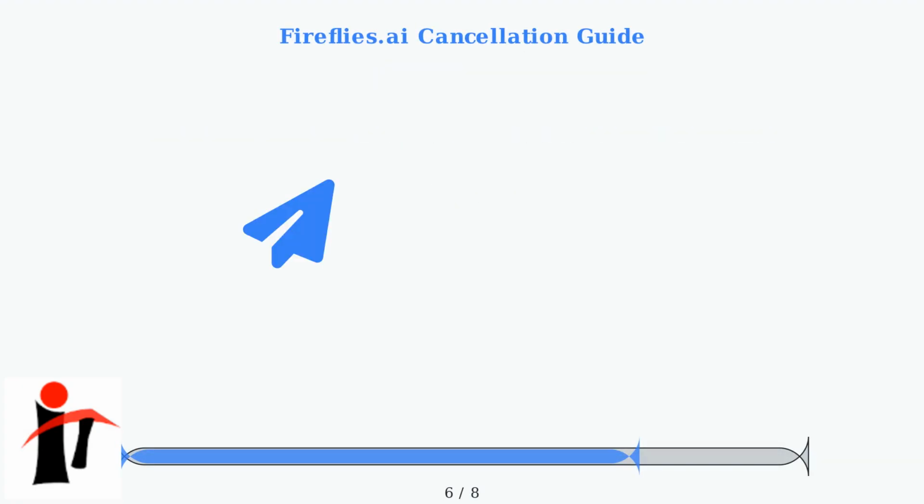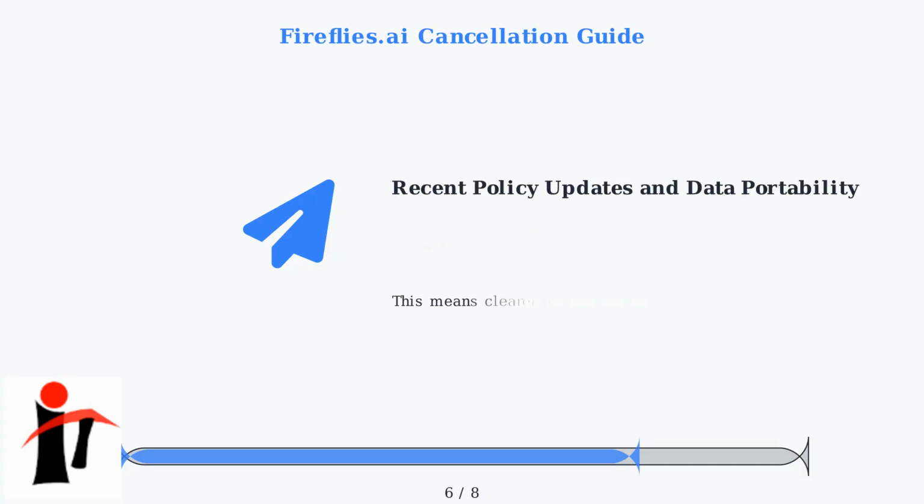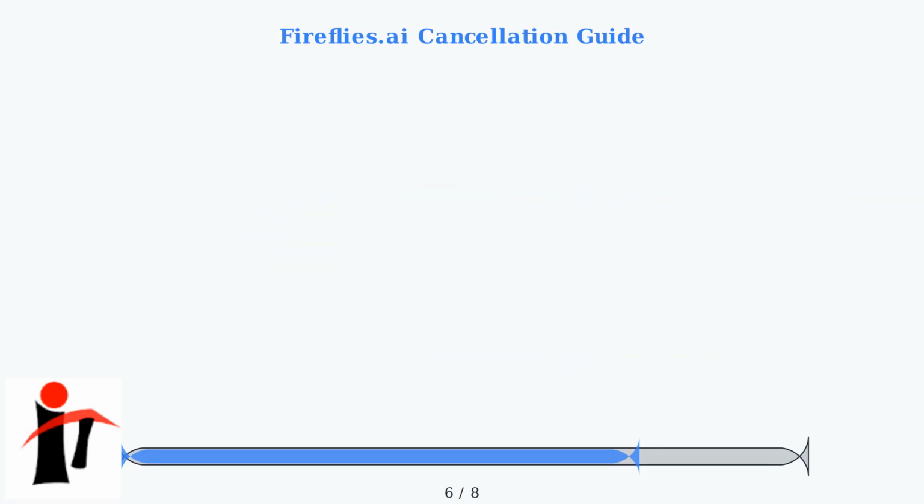In late 2024, Fireflies.ai revised its terms of service to improve data portability, prompted by user feedback and GDPR compliance efforts. This means clearer options for exporting your transcripts and summaries. Keep an eye out for similar improvements as data privacy regulations evolve.